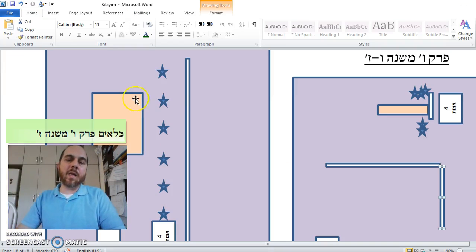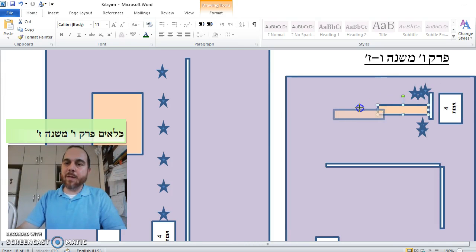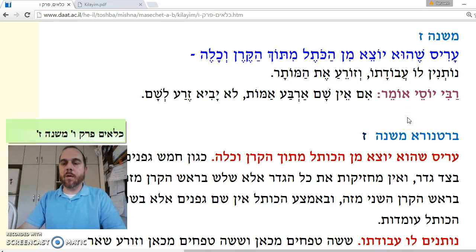The fact that these vines are in the two corners of this wall, I hope you're with me. That's the wall, that's where you can plant. Rabbi Yossi says in that case, you can't plant over there because there's not enough space there. There's no arba amot in between. That's the way we learned the Mishnah according to the Bartenura.